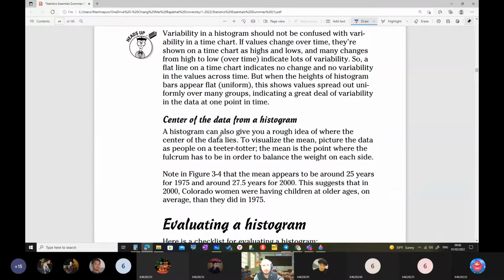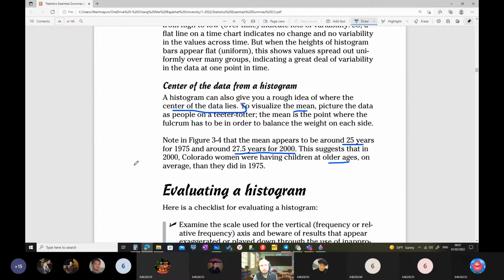A histogram can also give you a rough idea where the center of the data lies. Okay? Center of the data. In 1975, 25 was the center, and 27.5 in year 2000. Women are having babies at older ages. Okay?